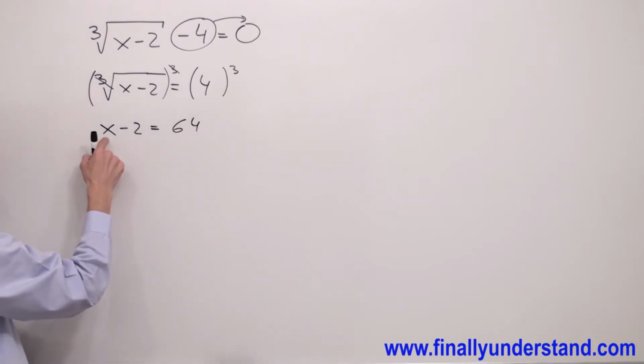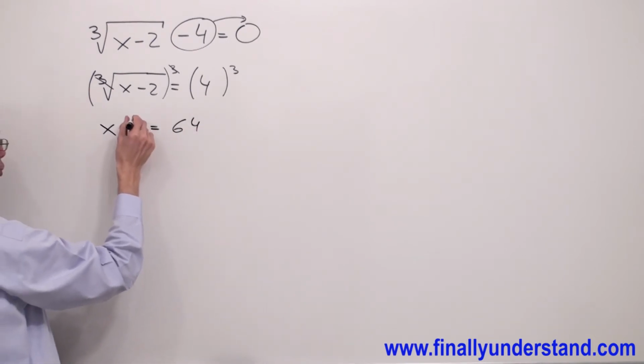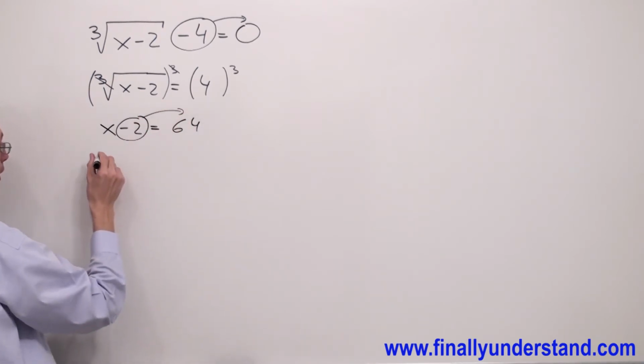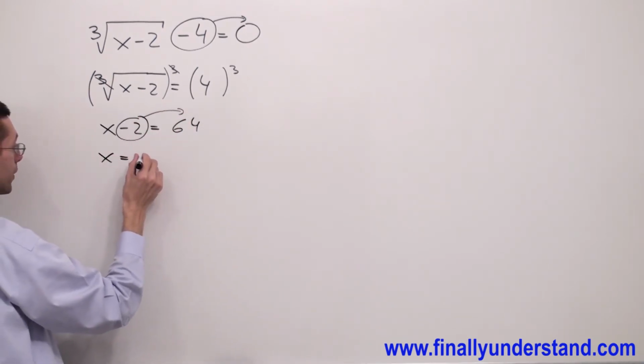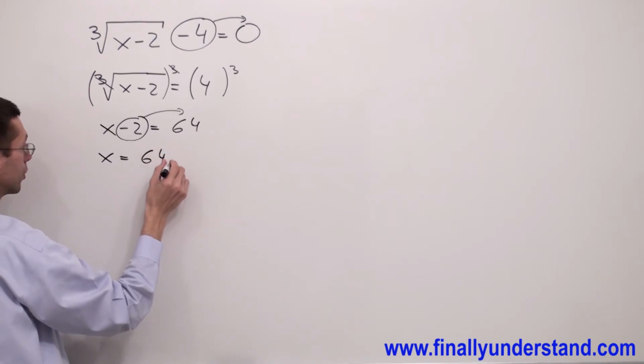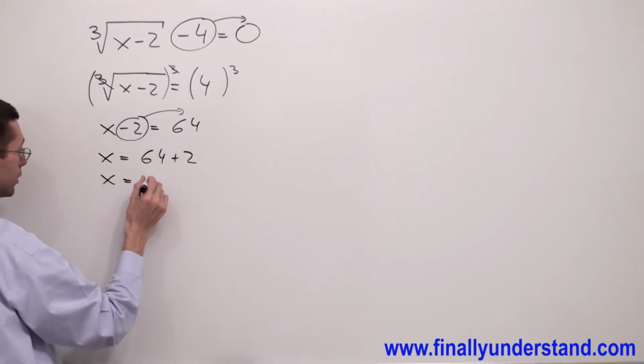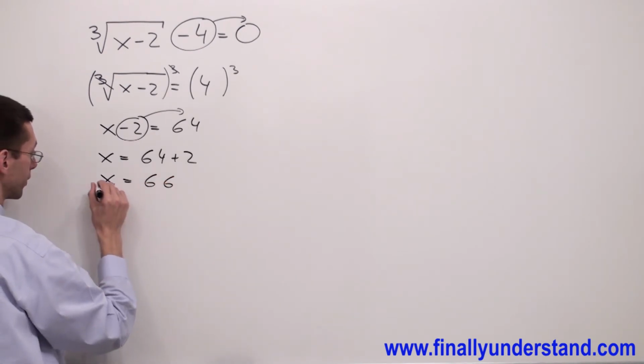In order to find x, I have to move 2 to the right side. X is equal to 64 plus 2. X equals 66.